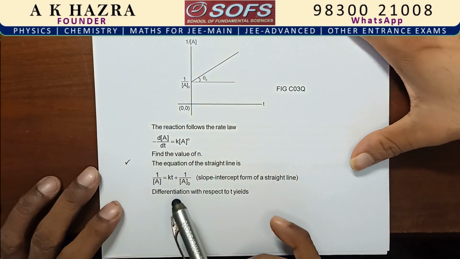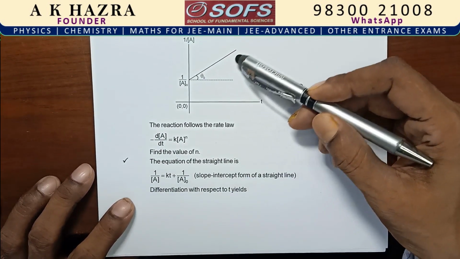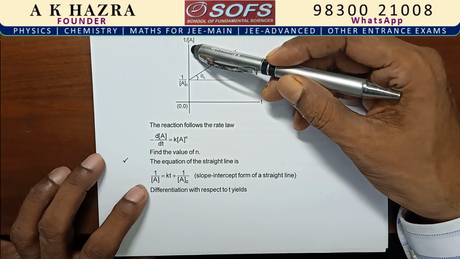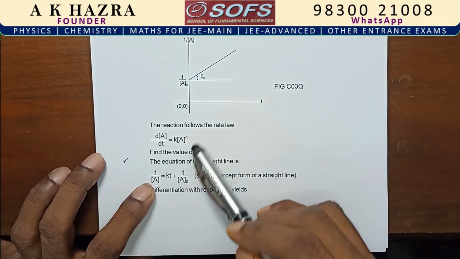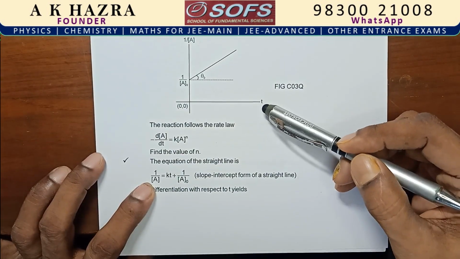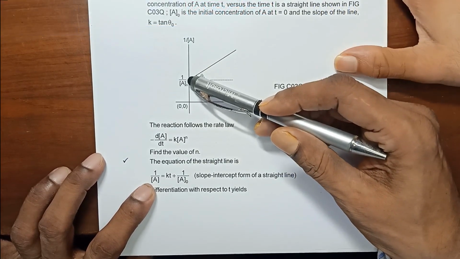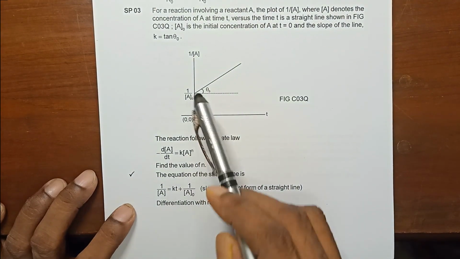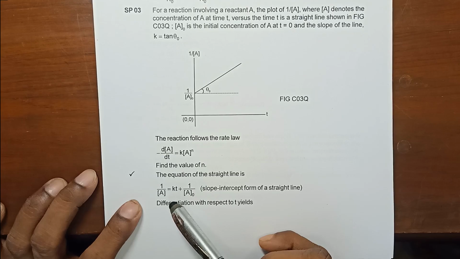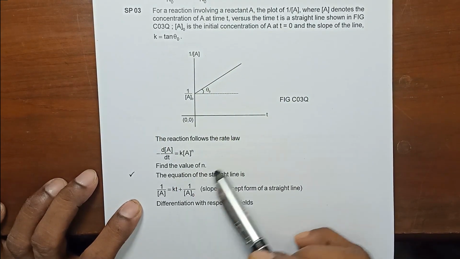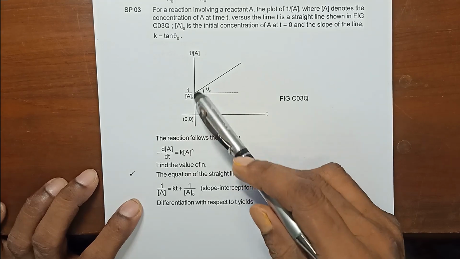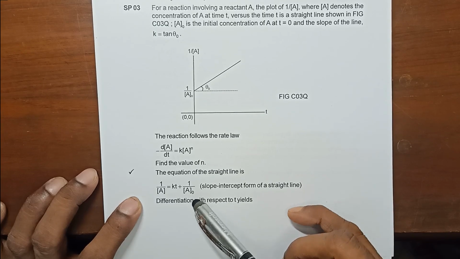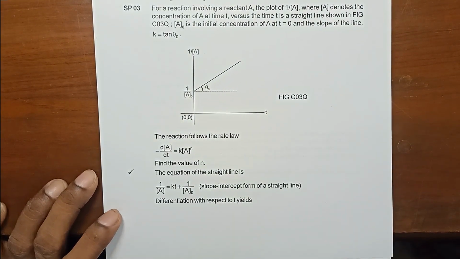Solution. The equation of a straight line, you see, is y is equal to mx plus c. So the equation of the straight line: y means 1 by [A], equal to m. m means the slope k. mx means kt, plus c. c means what? 1 by [A] naught. So y is equal to mx plus c. y means 1 by [A]. m is equal to what? tan theta naught is equal to k. x means t, plus c, 1 by [A] naught. Yes, it is the slope-intercept form.